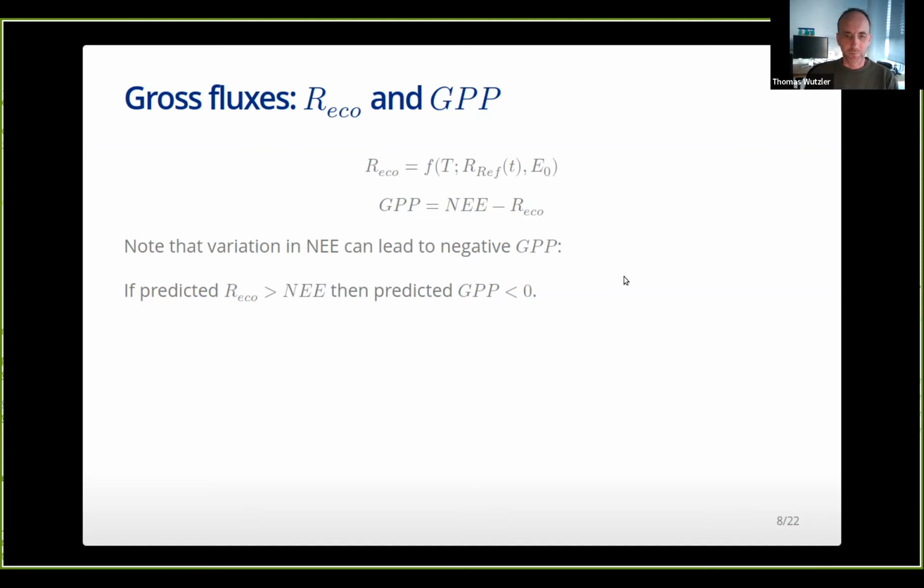And because Reco is modeled and it can be bigger than the actual Reco, we subtract too much, so we can have negative GPP.